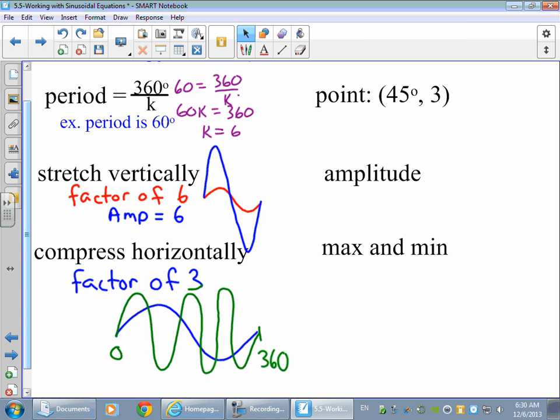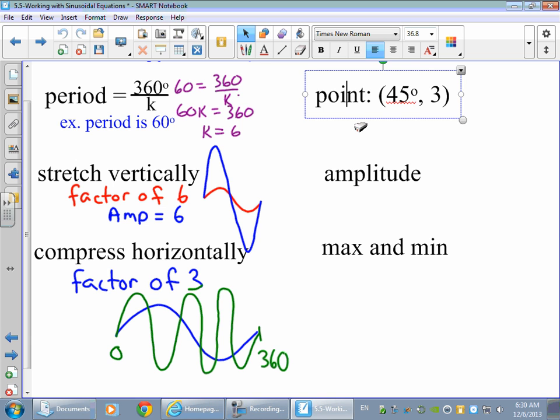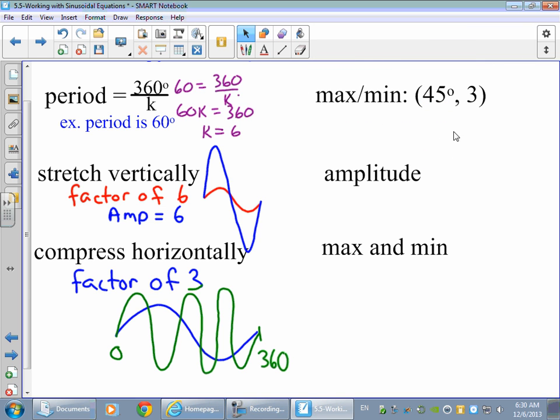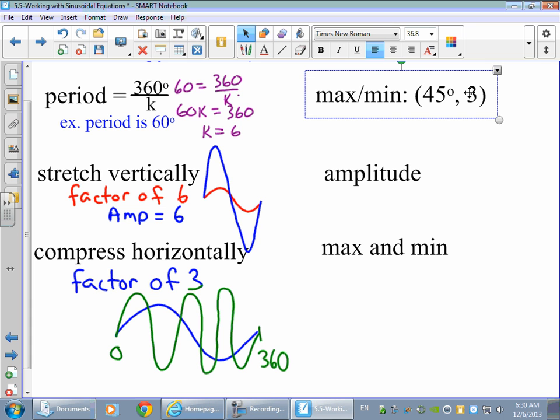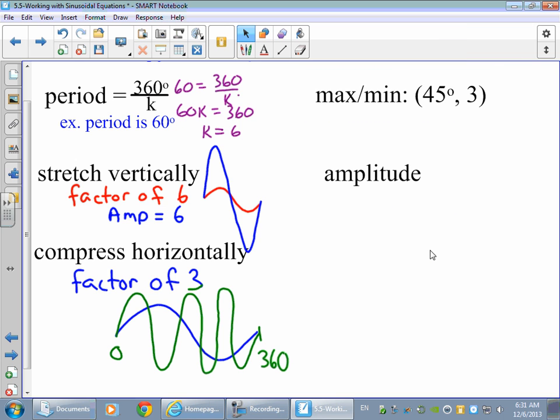I meant to switch this up here. It shouldn't be point, it should be if they give us a max or a min. And again, we've already discussed that. What we're seeing there is information about the 3 and how it relates to the amplitude. Oh, I guess I kind of got ahead of myself there.